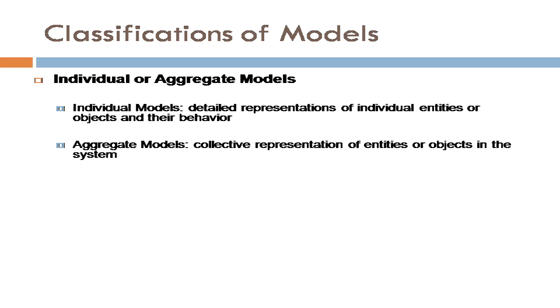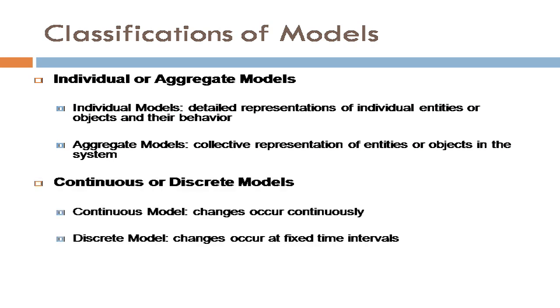Individual or aggregate models. Individual models are where you represent in certain detail your particular individuals or objects and their behavior. Whereas your aggregate models, you represent the objects in the system in a collective way, where you have, for example, only abundance as a representation of your population, compared to individual, where you represent individuals specifically within that population.